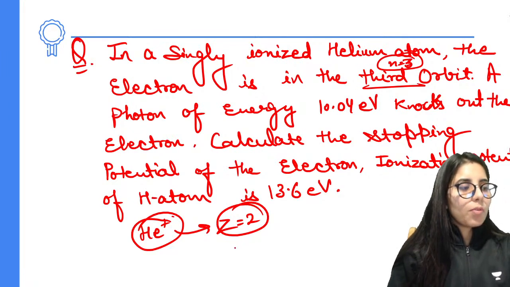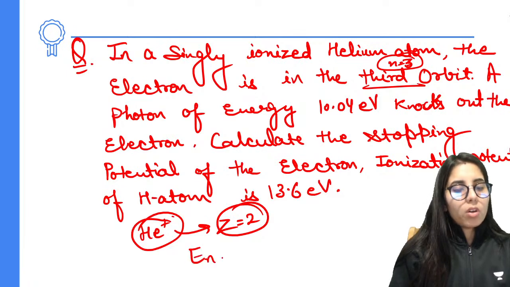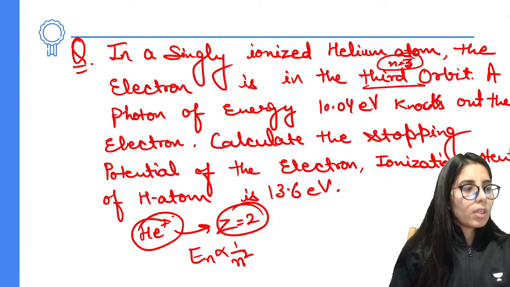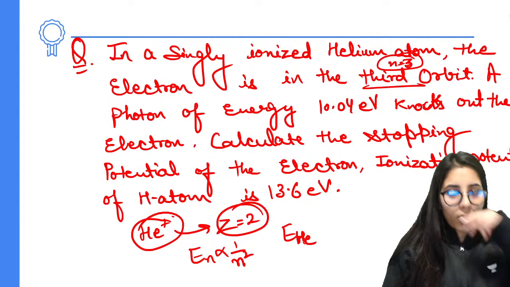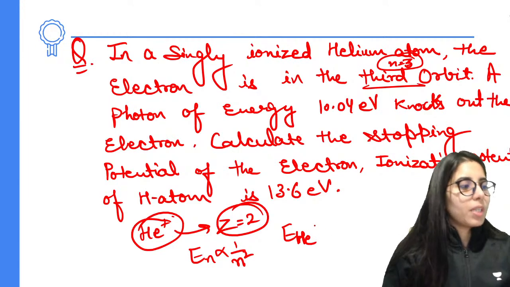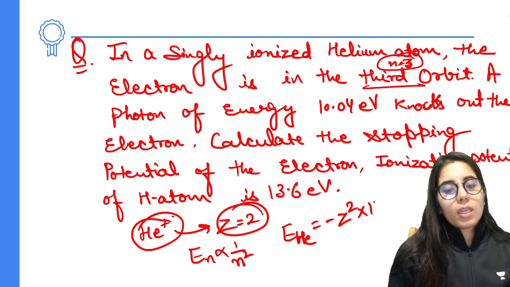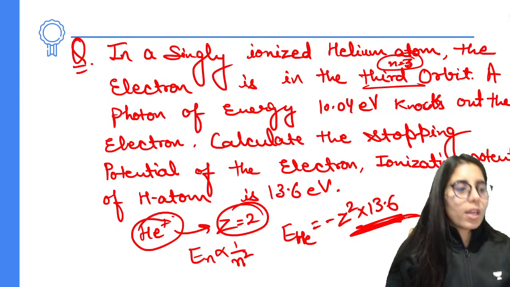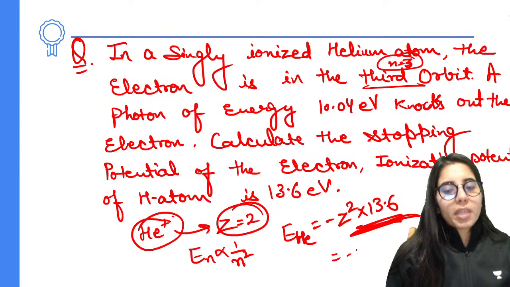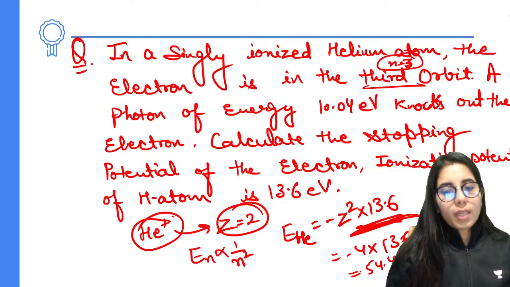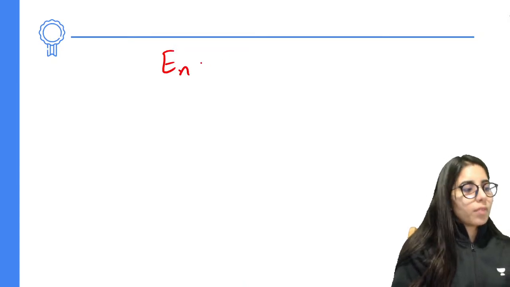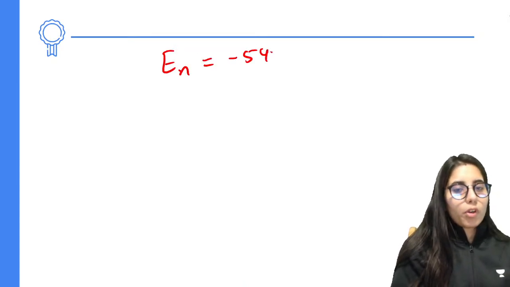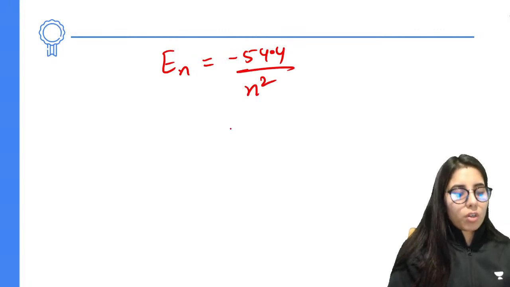The energy of the nth orbit is inversely proportional to n square, because in general, for helium, the energy for the nth orbit, if we relate it with the hydrogen atom energy, will be minus Z square into 13.6. So it will be minus 4 into 13.6, which is 54.4 electron volt with a negative sign. So the nth state energy will be equal to minus 54.4 upon n square. This is the overall value you will have.